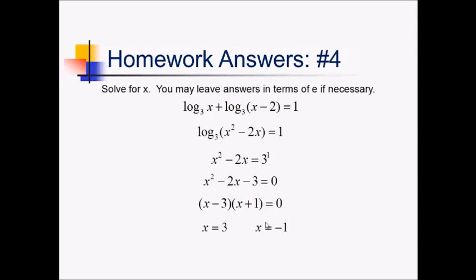If I plug negative 1 in, we're immediately taking the log of a negative number right here. So negative 1 makes the original undefined, and I have to cross it off. X equals 3 then is my only true answer to this problem.